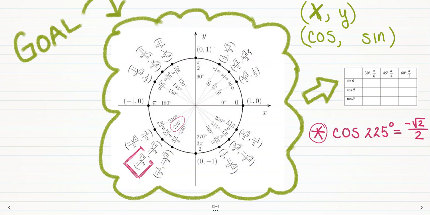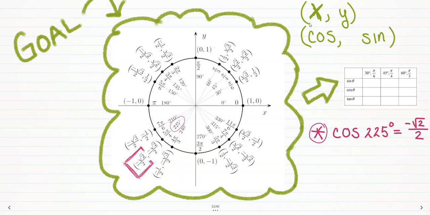Well, let's start with how to read it, how to read the unit circle, and then from there we'll look at how to develop the unit circle, or how to create the unit circle, how to fill in all those numbers in the unit circle. So how do we read it?